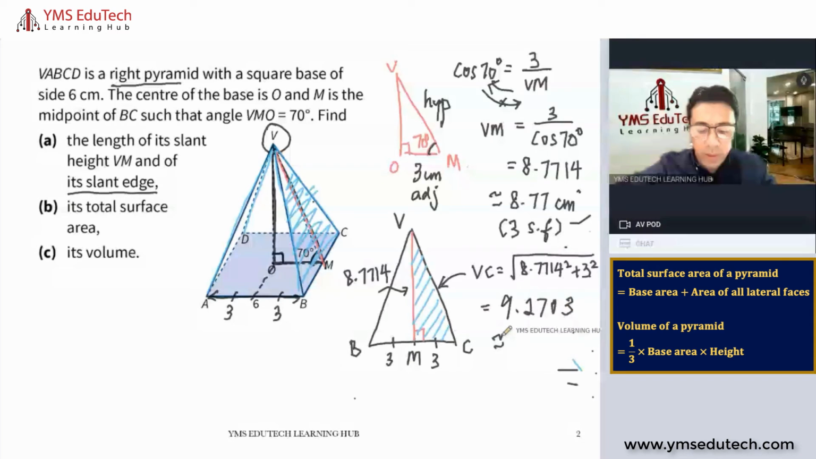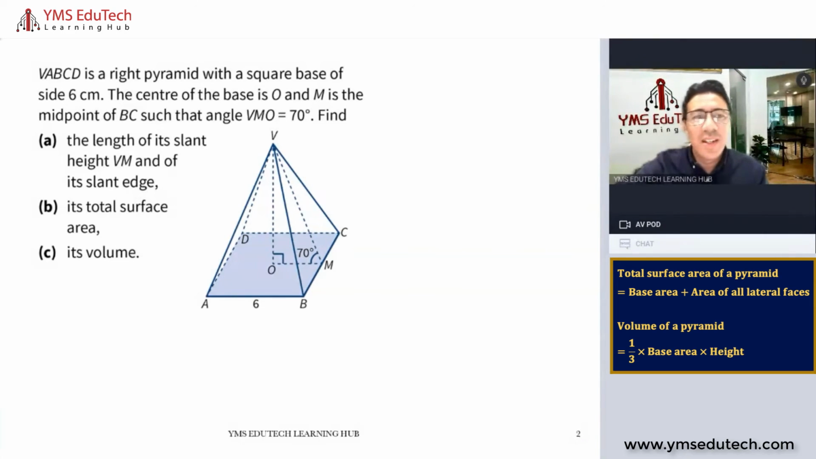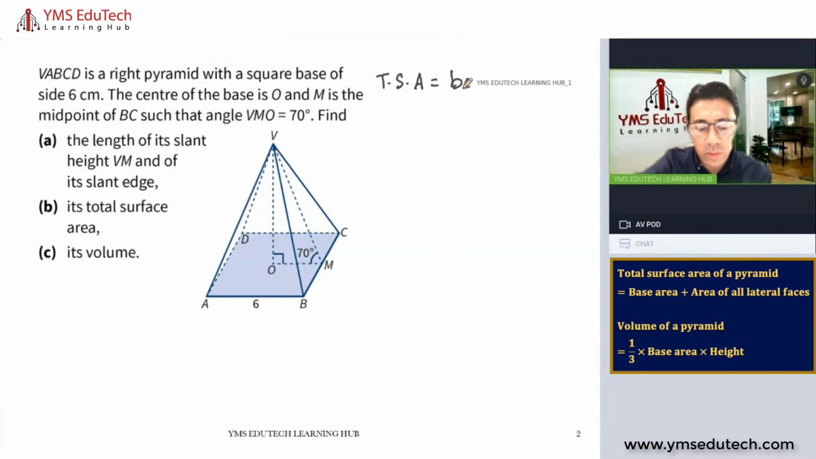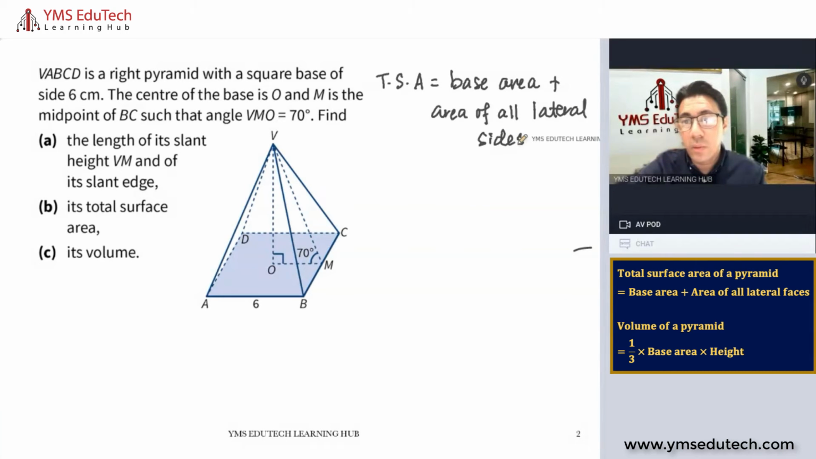9.2703, correct to 3SF, 9.27 cm. With all this information, let's try to solve part B, the total surface area. So total surface area is equal to base area plus the area of all lateral sides. There's only one base area, which is the square, and there are 4 lateral sides, which are triangles.